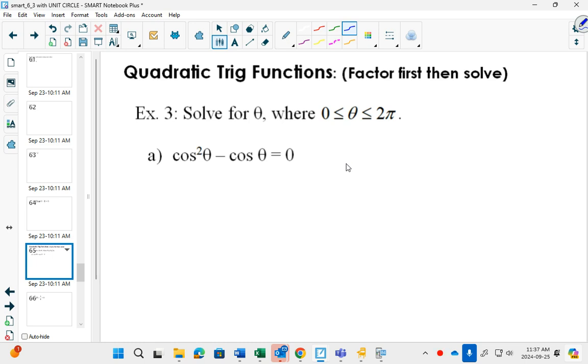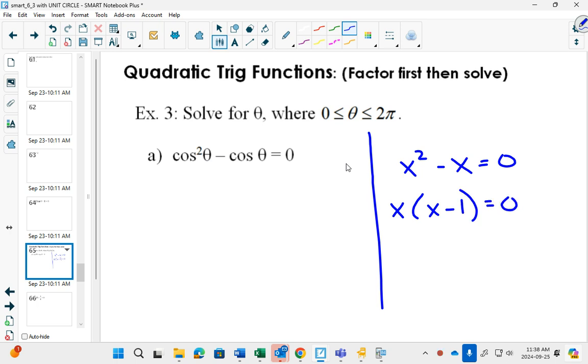We're also going to get some quadratic trig. So we're going to have to review a little bit of how we solve equations that have quadratics in them. For example, if instead of cosines I have x's, could you solve it? So if you just had x's, like x squared minus x, you would solve this with factoring.